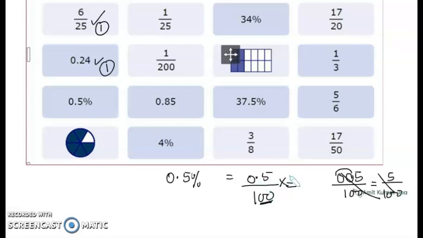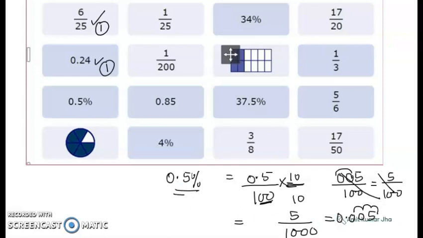So multiply numerator and denominator by 10. So what happens? 0.5 times 10 is 5 and 100 times 10 is 1000. So you get the same result which I got earlier, 0.005. So now there are 3 zeros, so move this decimal from here, 1, 2, 3. That means you have to put the decimal here. So you have changed 0.5% into decimal, that is 0.005.